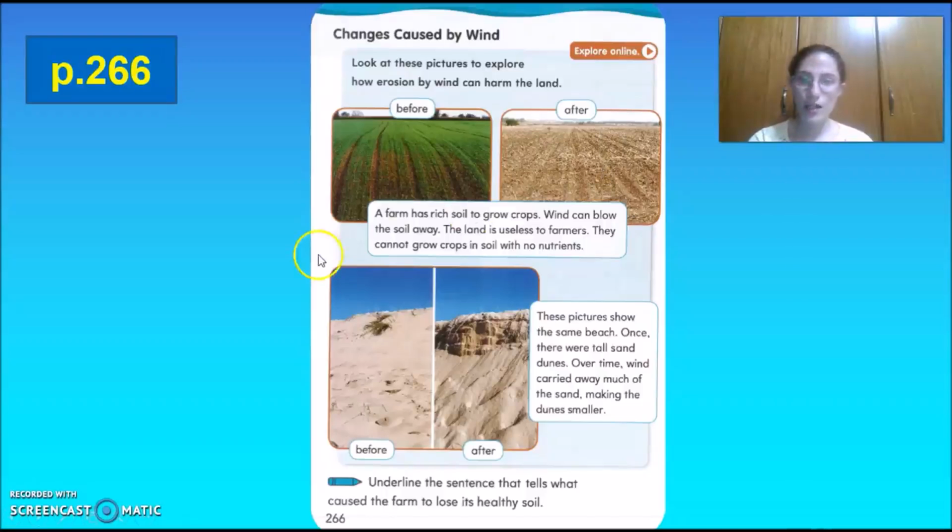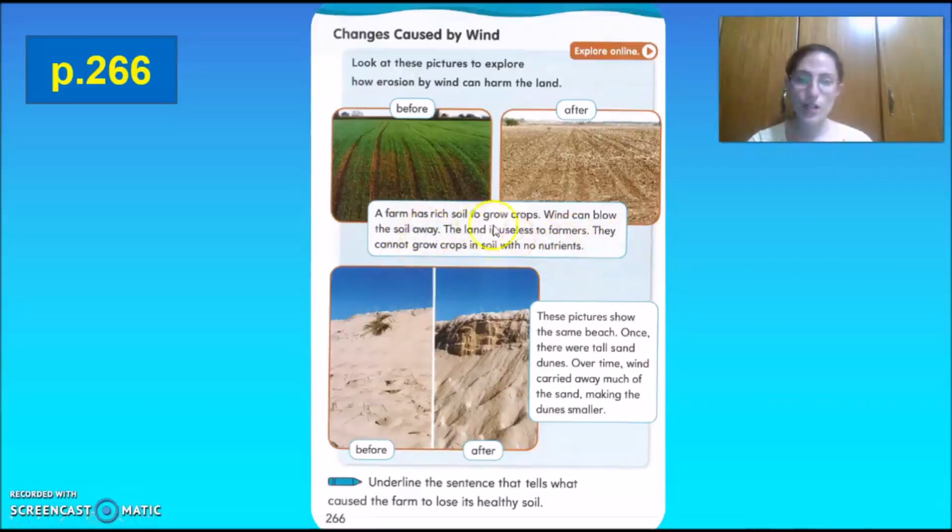Are you guys ready? Let's read together. A farm has rich soil to grow crops. Crops are plants, remember. Wind can blow the soil away. The land is useless to farmers. They cannot grow crops in soil with no nutrients. So I'm going to reread, then I'm going to explain.